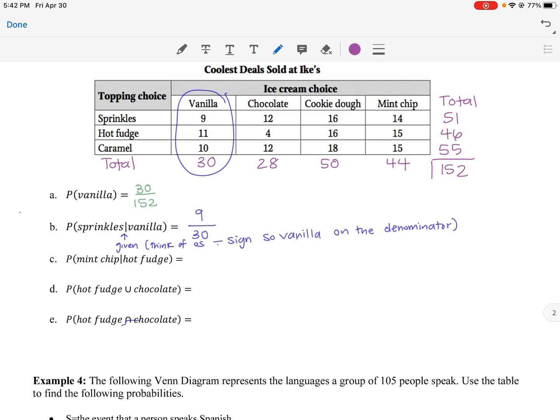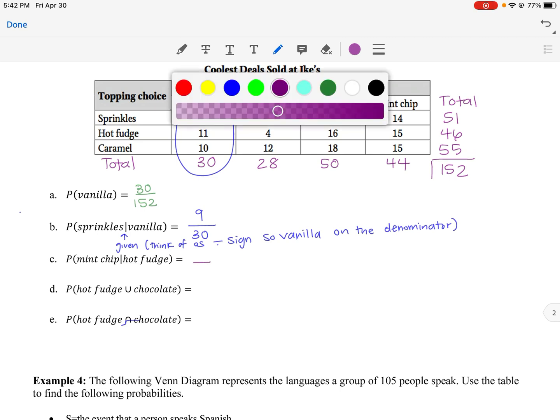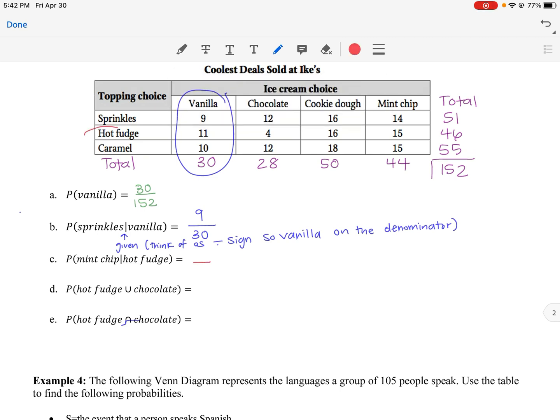Okay. As we look at this next one, we're just looking at over the hot fudge. So our hot fudge in this case is a total of 46, right? So that's going to go in the denominator. And we're looking at those who got mint chips. There's 15 out of 46.